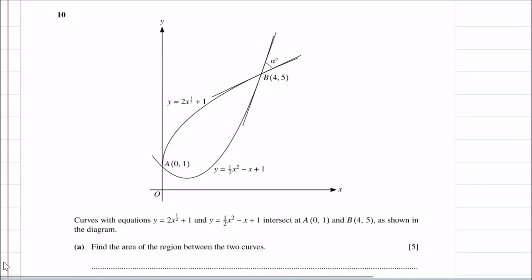Now question number 10. We have a diagram given here. It says curves with equation y equal to 2x to the power half plus 1 and y equal to half x square minus x plus 1 intersect at A (0, 1) and B (4, 5) as shown in the diagram. Find the area of the region between the two curves. So we have to find the area. So we need to use integration. Upper curve minus lower curve.